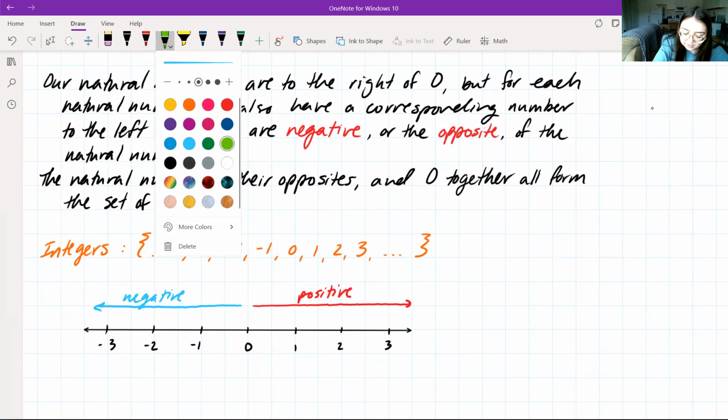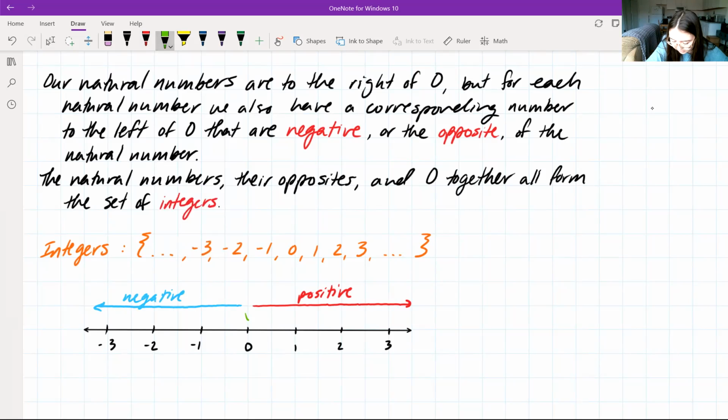While 0 itself is neither. 0 is not positive or negative, which is why we treat it as this kind of starting point when we want to identify if something is positive or negative. So our positive numbers are to the right of 0 on a number line, and our negative numbers are to the left of 0 on the number line.